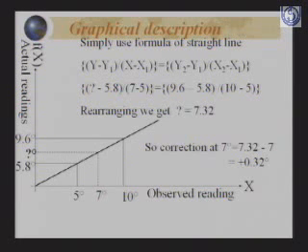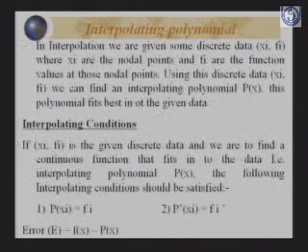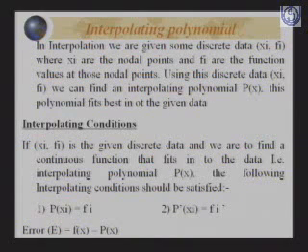So by simply using this formula, you could find that the correction at 7 degree is plus 0.32. That means the actual temperature is 7.32. This is quite simple, but there are some limitations. We did not go into those details. Actually, while finding the points in between the points, we are indirectly finding the interpolating polynomial.